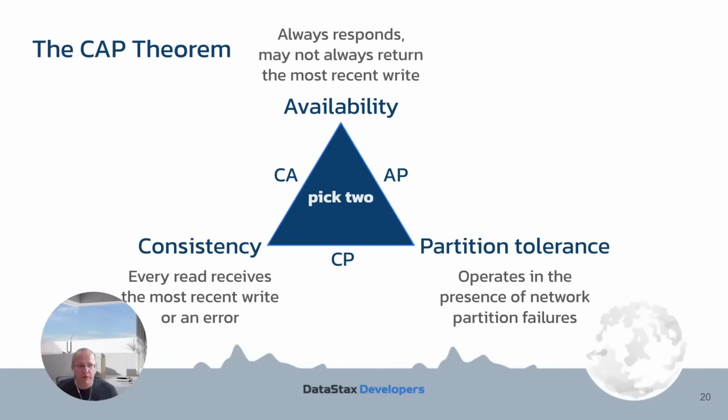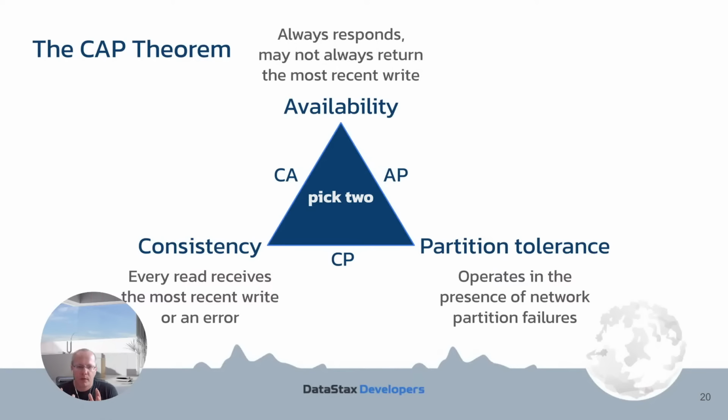Now, a few brief words about the CAP theorem. We said that NoSQL databases are usually bound by the CAP theorem. What is this CAP theorem? The CAP theorem states that there are three properties: consistency, availability, and partition tolerance, and a distributed database can only have two of them. It can pick two of them. It cannot guarantee all three of them.